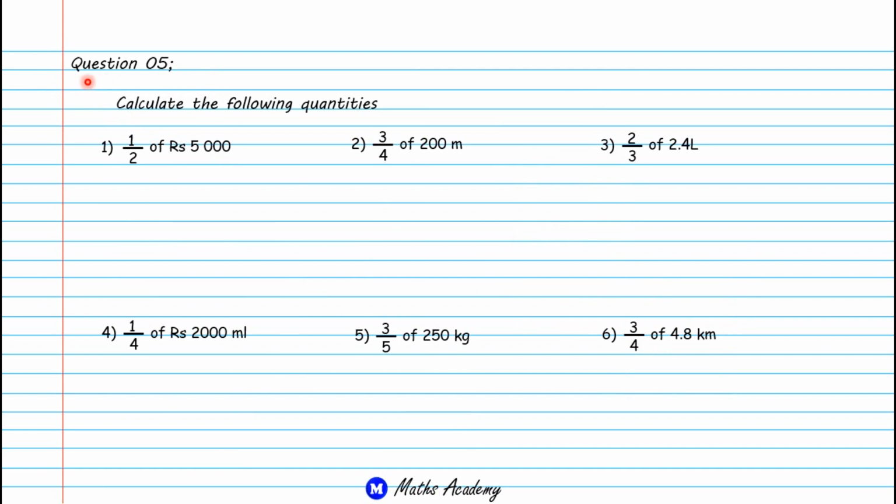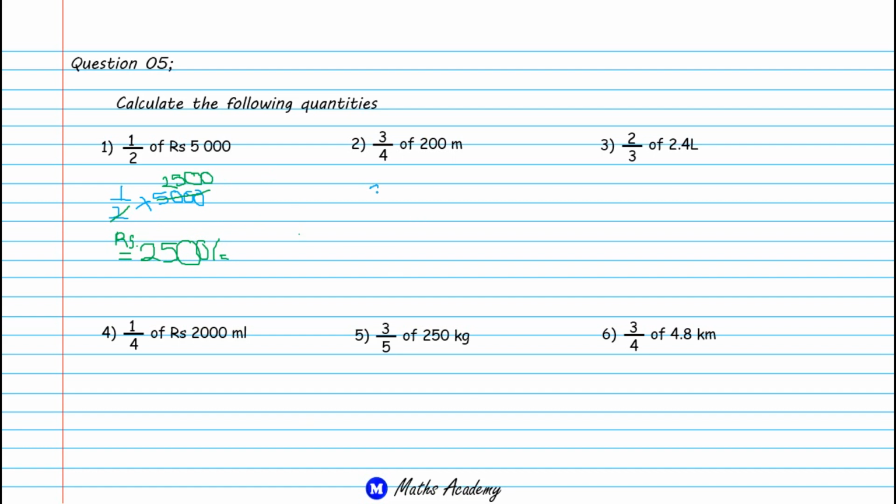Question number 5. It says calculate the following quantities. Here you can see every question has "of", which means multiplication. You should know that very carefully. These types of terms are mostly tested in your exams, so you should be very familiar with them. So 1 over 2 multiplied by 5000. If you cancel this, you get 2500. So half of rupees 5000 is 2500.